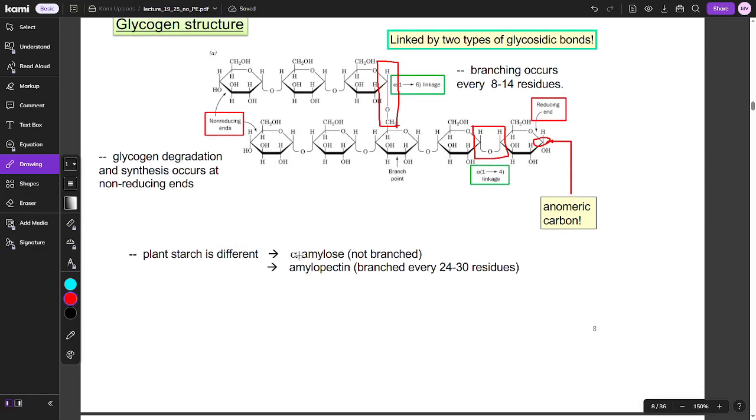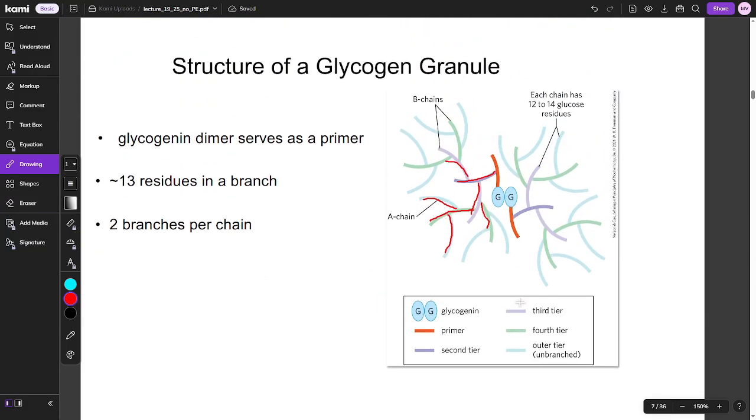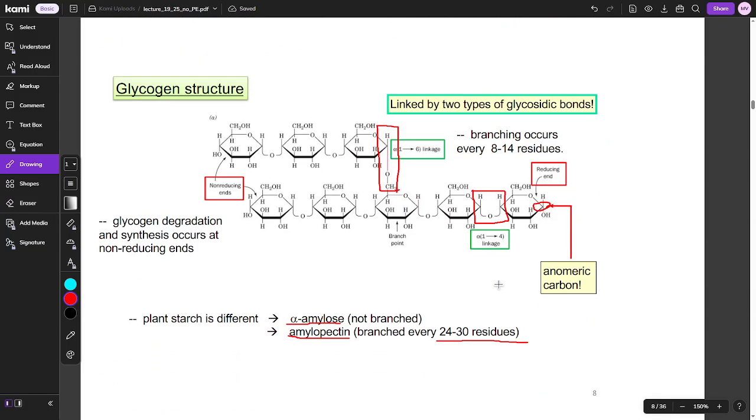Plant starch is different. Amylose is not branched. Amylopectin is branched every 24 to 30 residues. So these are things to keep in mind, but I think there are other things that are important. For glycogen, it's every 8 to 14 residues, so it's a lot more branched in glycogen than it is in amylopectin. Or amylose, because amylose is not branched at all.